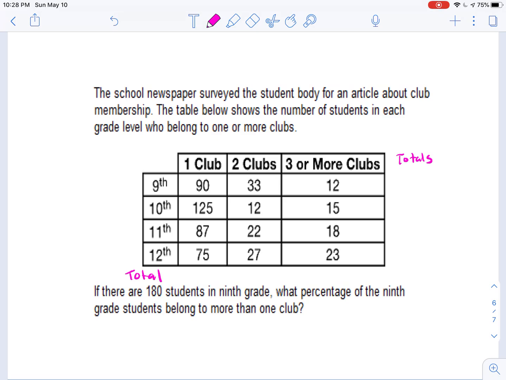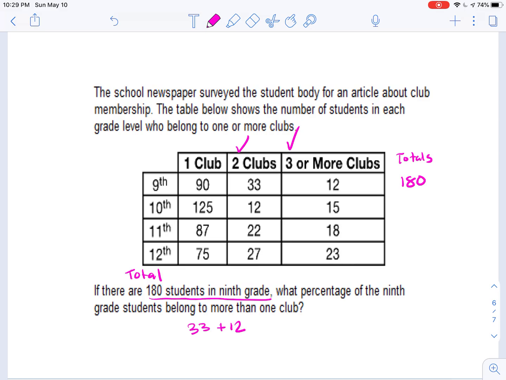Okay, so let's see. It says, if there are 180 students in the 9th grade, what percentage of the 9th grade students belong to more than one club? Well, there we have our total, right? The total number of students in 9th grade. That is the total of this top row, 180. What percentage of the 9th grade, so we're staying in this row, belong to more than one club? So what satisfies that? 2 clubs and 3 clubs.